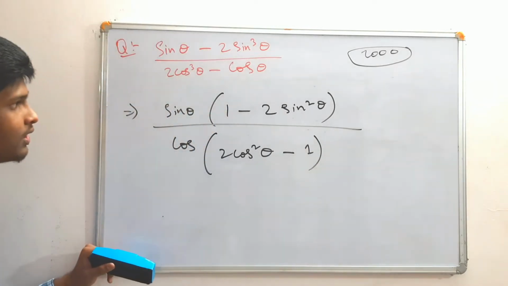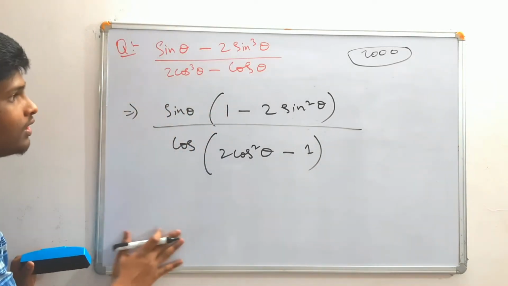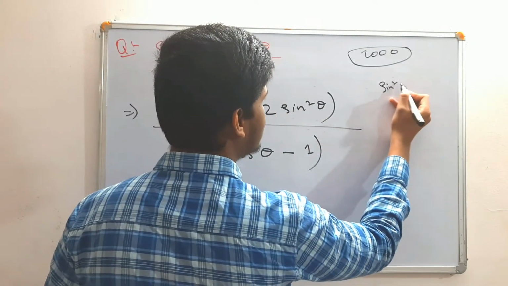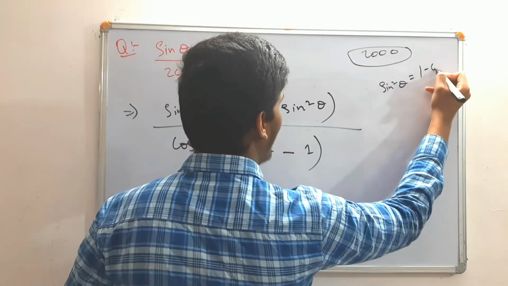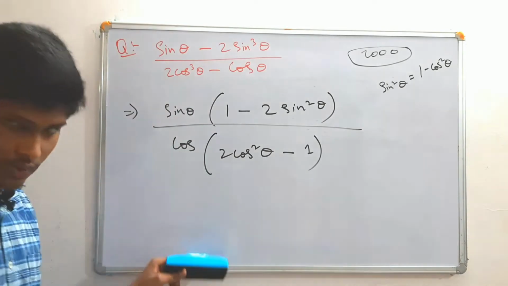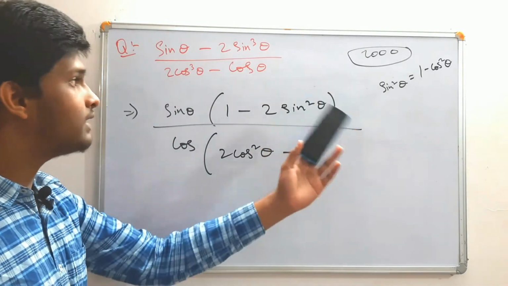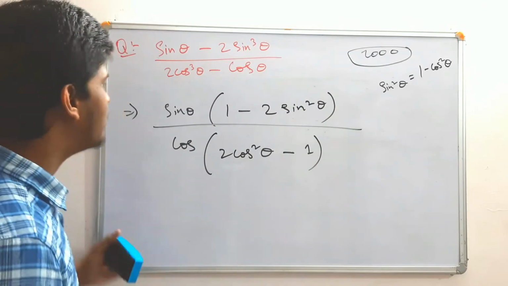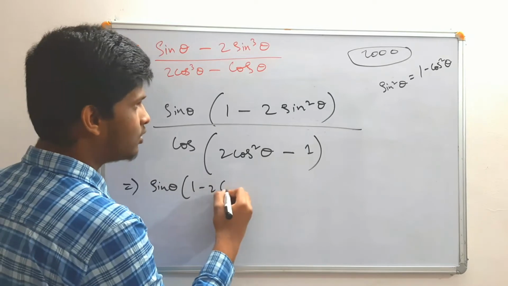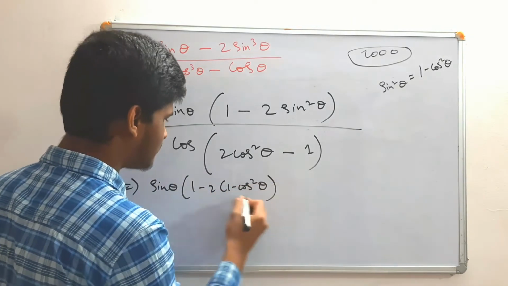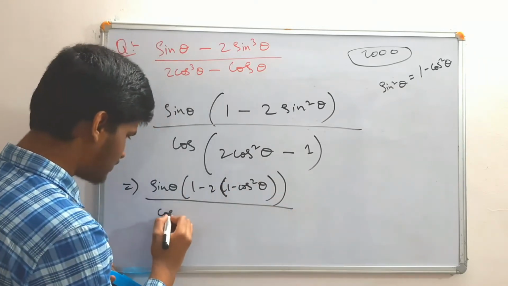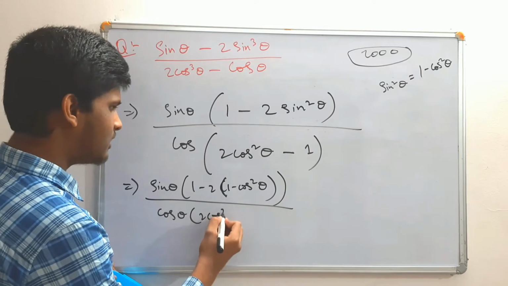Now if you observe here, this sin square theta, can we write it as 1 minus cos square theta? According to the identity sin square theta plus cos square theta is equal to 1, yes, we can write sin square theta as 1 minus cos square theta. So this one will become sin theta times (1 minus 2 times (1 minus cos square theta)). And here this is cos theta. Let's keep this one as it is.